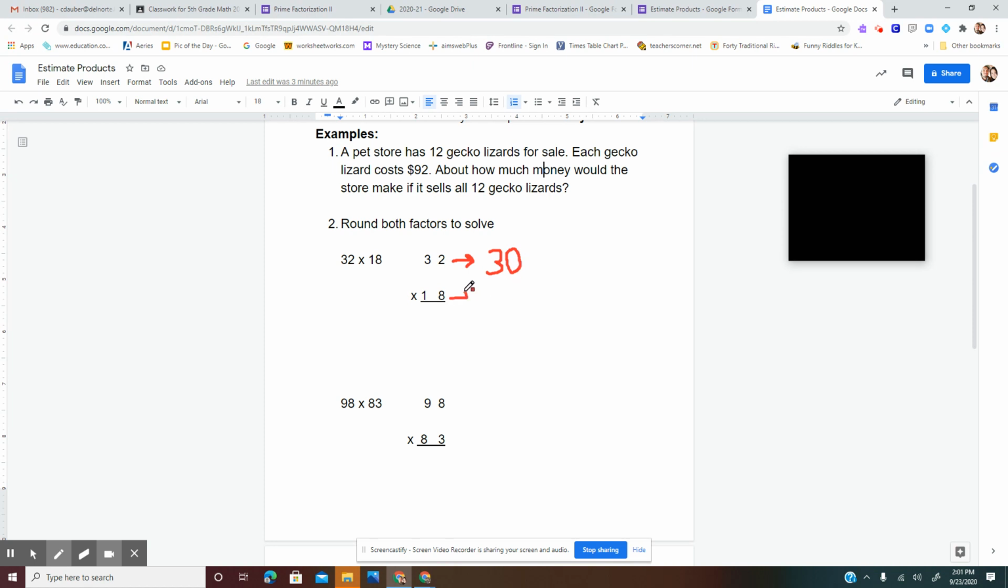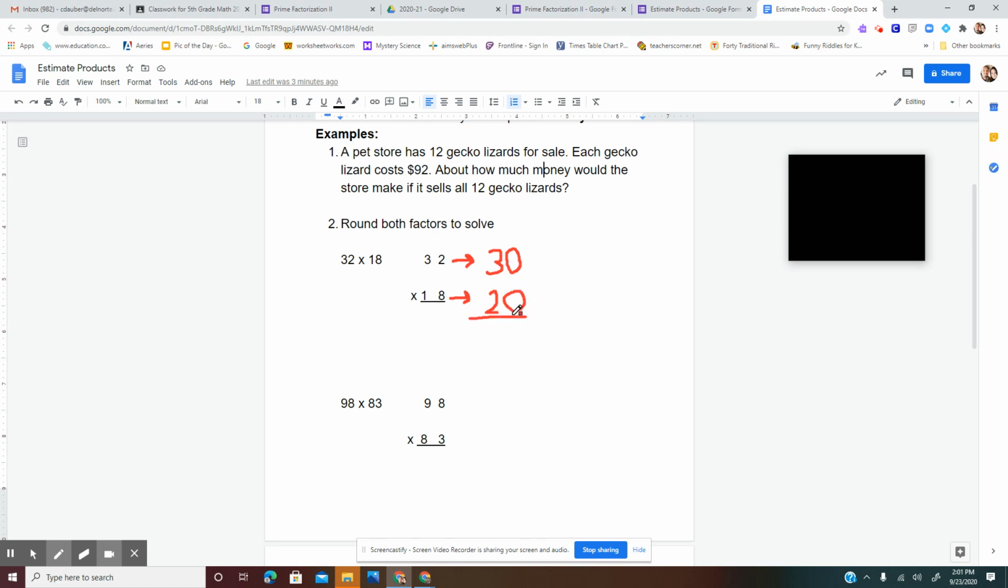Next, 18. What are the multiples of 10 on either side of 18? We could go down to 10 or we could go up to 20 because 18 is between 10 and 20. So is it closer to 20 or is it closer to 10? Well, it's only 2 away from 20, but it's 8 away from 10. So it rounds up this time. It rounds up to 20.